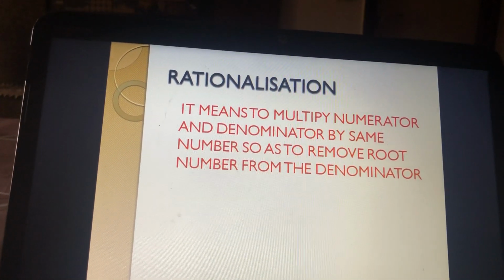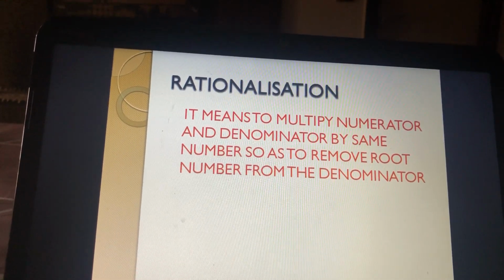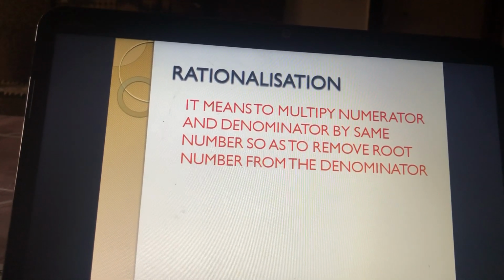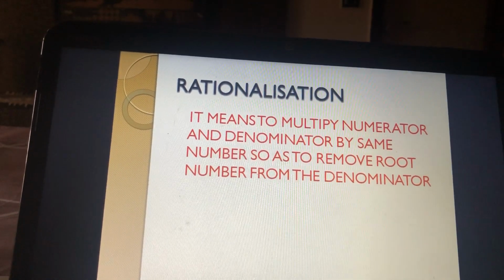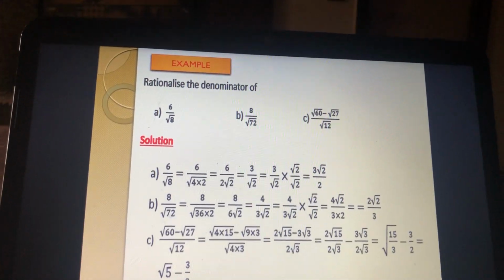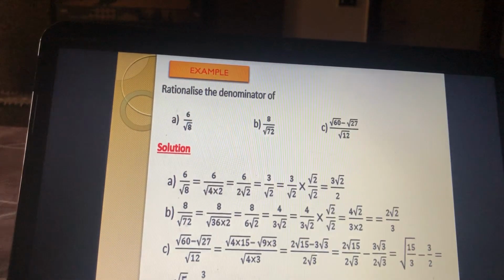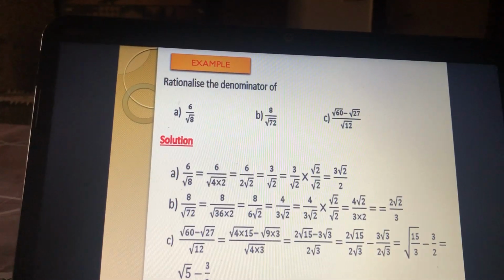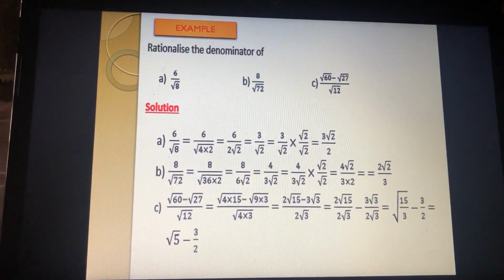Now one more thing we had studied is rationalization. Rationalization means to multiply numerator and denominator by the same number so as to remove the root number from the denominator. Let's take one example. Rationalize the denominator of this. Root 8. जब भी हमारा डिनोमिनेटर में रूट आता है, we will use the rationalization.